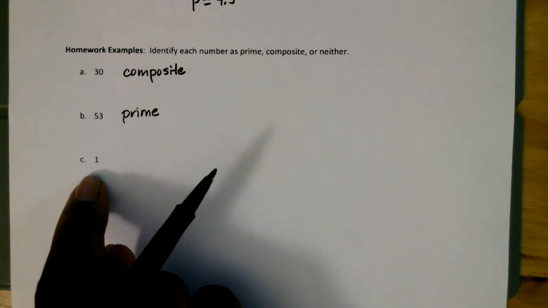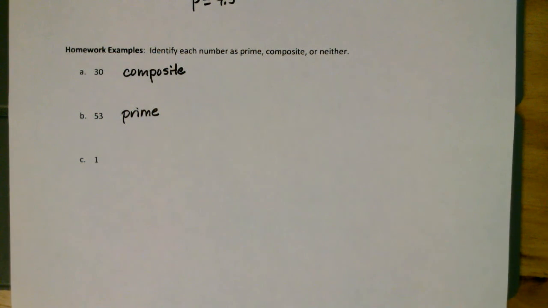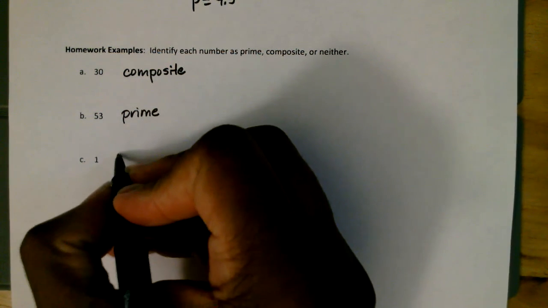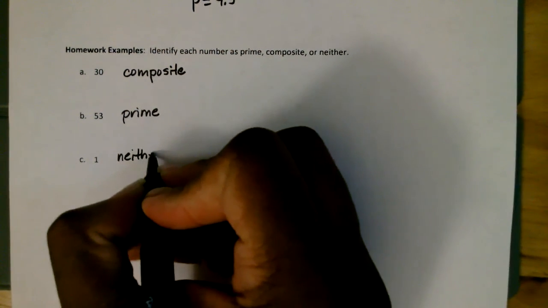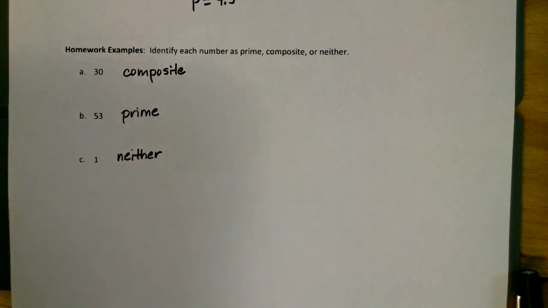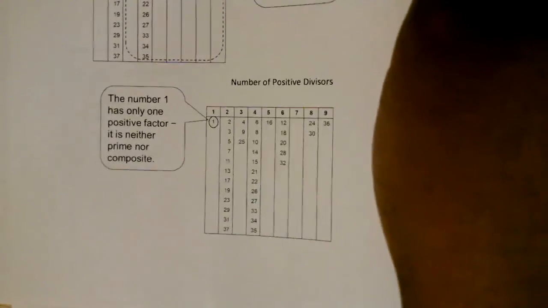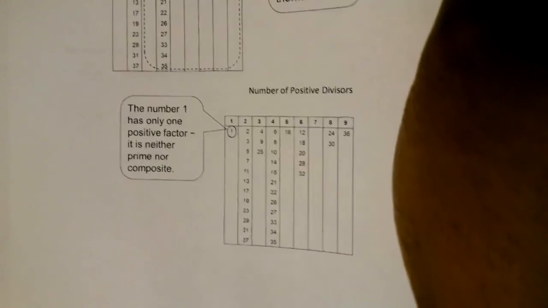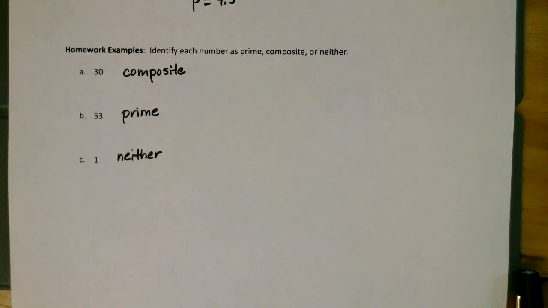And we talked about this one before, the number 1. The number 1 is neither prime nor composite. If you look back here, we did talk about this earlier, where the number 1 has only one positive factor. It is neither prime nor composite. So the number 1 is neither prime nor composite.